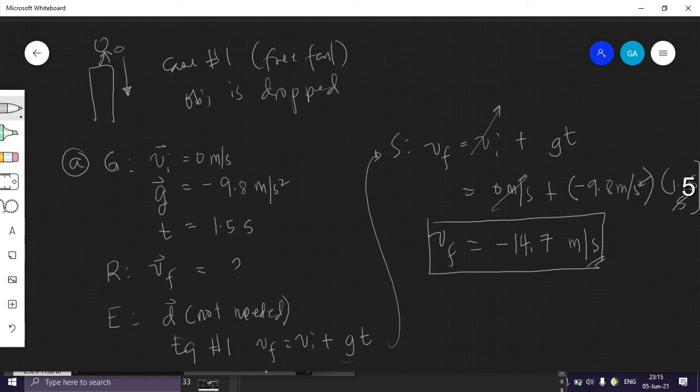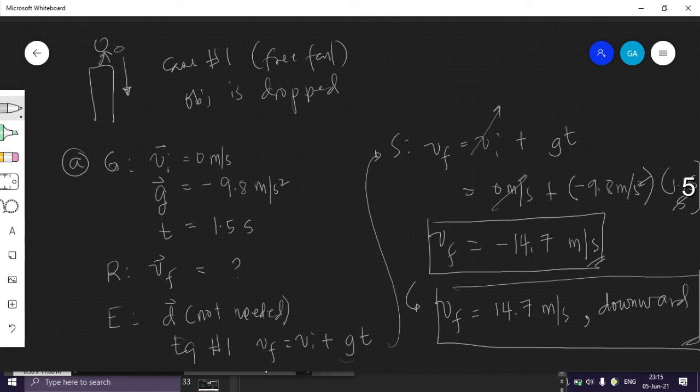So as you can see, the final velocity here is negative. The negative indicates the direction of motion of the coin. We can also write it as Vf is equal to 14.7 meters per second, but write the direction. That will be downward. Kasi negative yung kanyang sign. So you may opt not to write the negative sign as long as meron kang naka-indicate na direction.